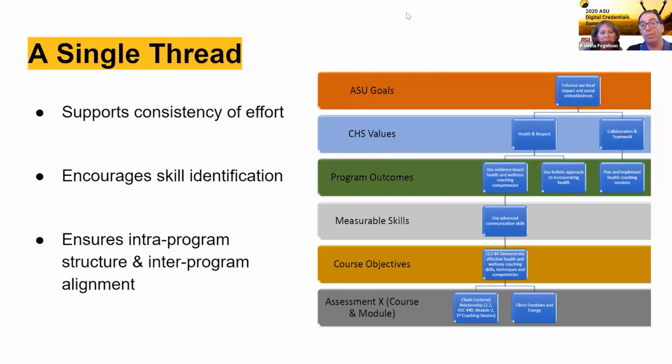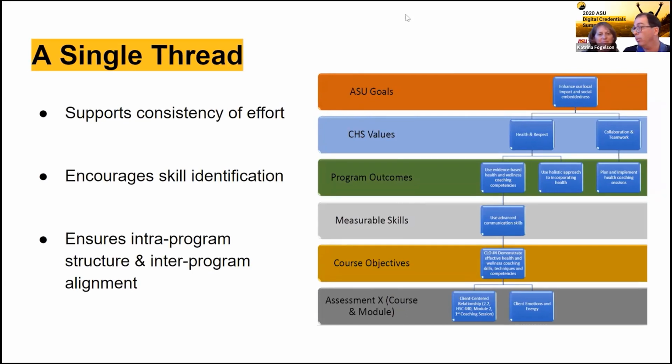And then lastly, as has been discussed before, but it's a point that bears repeating, this ensures a consistent and strong alignment both within a program, from course to course, from course objective to program outcomes, and then between all programs within a college, with our ultimate goal to align all of ASU's colleges and their programs so that we can see a single thread across the entire breadth.